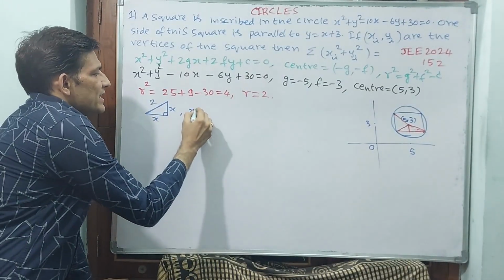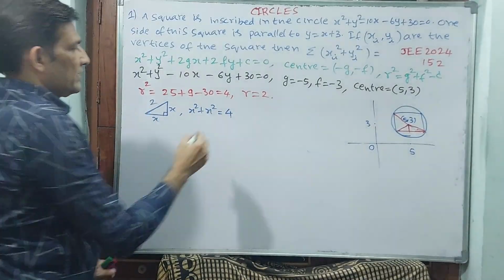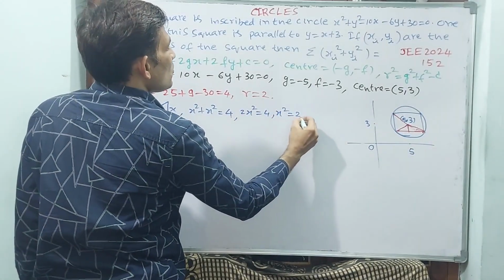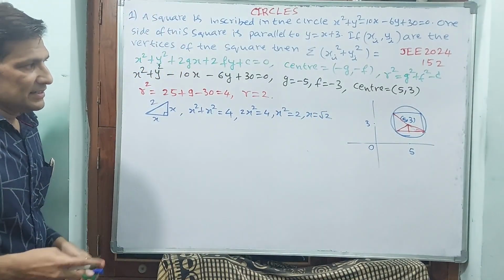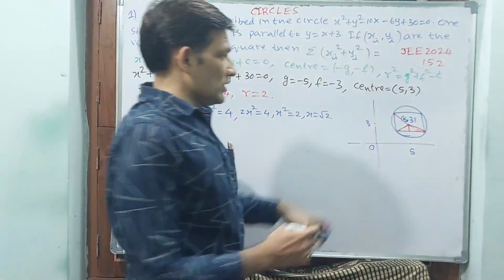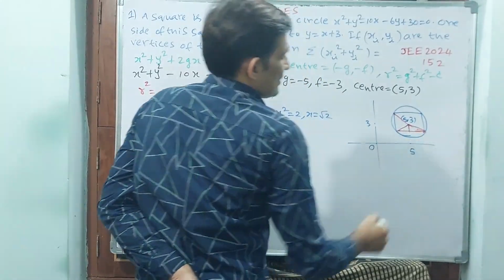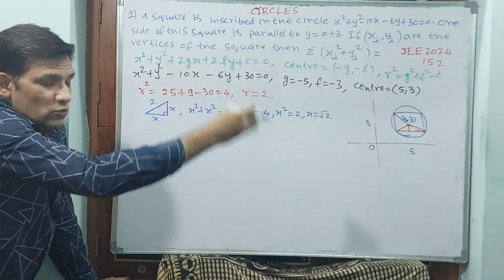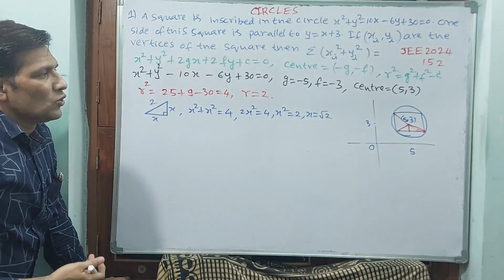That means I can say x square plus x square is equal to 4. 2x square is equal to 4. X square is equal to 2. X is equal to root 2. Understand? That means from the center to this is root 2. That means root 2, root 2, so 2 root 2. We are having 2 root 2 as the side.